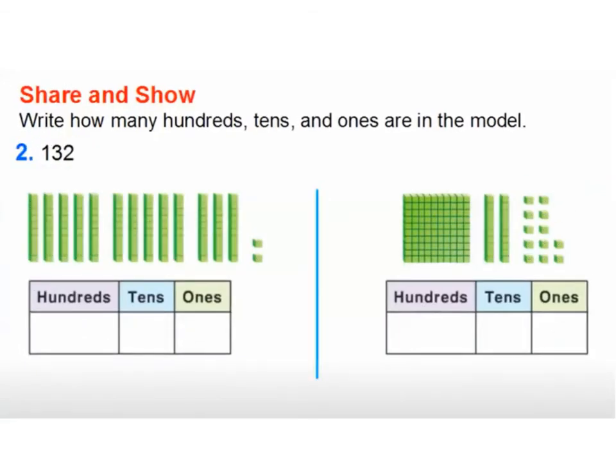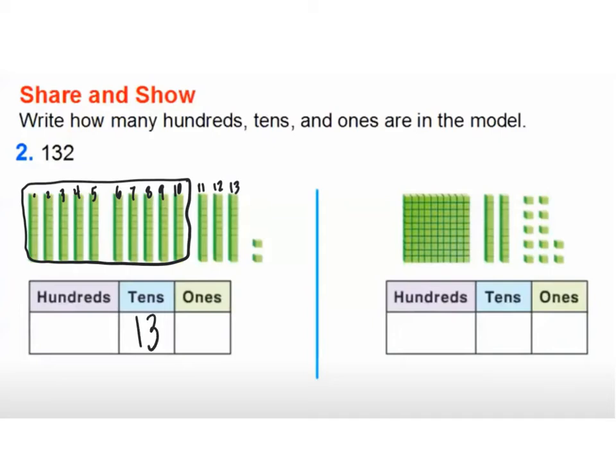Number 2, 132. Let's count those 10 blocks. 1, 2, 3, 4, 5, 6, 7, 8, 9, 10. Let's pause and circle to show we have 100 right here with our 10 blocks. 11, 12, 13. How many 10 blocks do we have? We have 13 10 blocks.